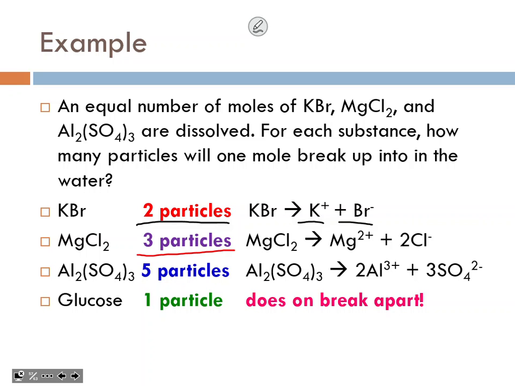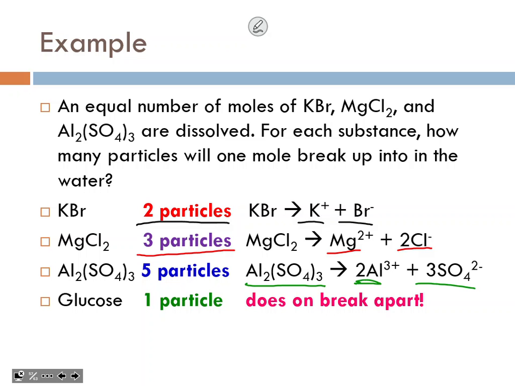MgCl2 is going to break apart into 3 particles per mole, so you get 1 of those and 2 of those. Whereas the aluminum sulfate, you get a total of 5, because you get 2 Als and 3 sulfates every time it breaks apart. Glucose, though, is just a sugar molecule. It doesn't break apart. Water just surrounds it. Okay? It's not an ion.